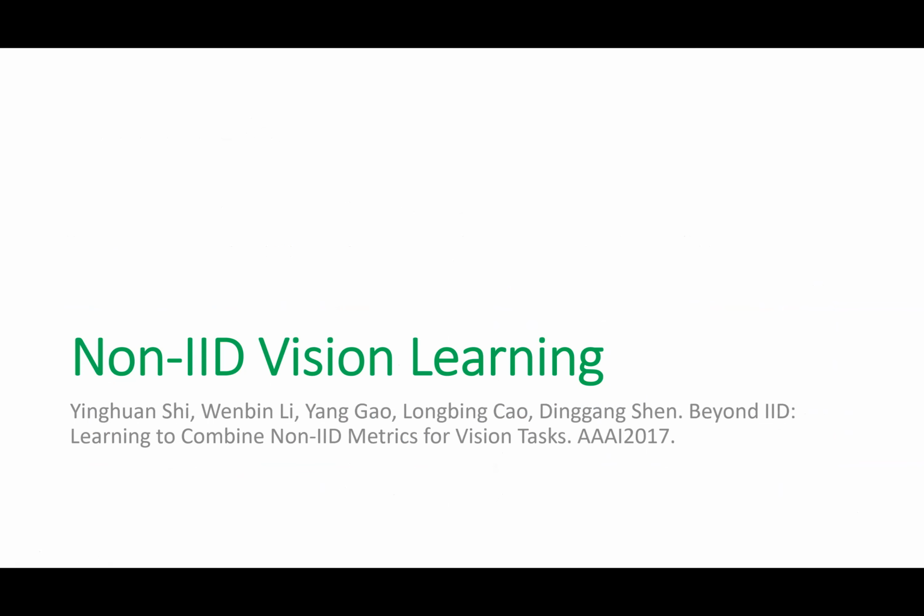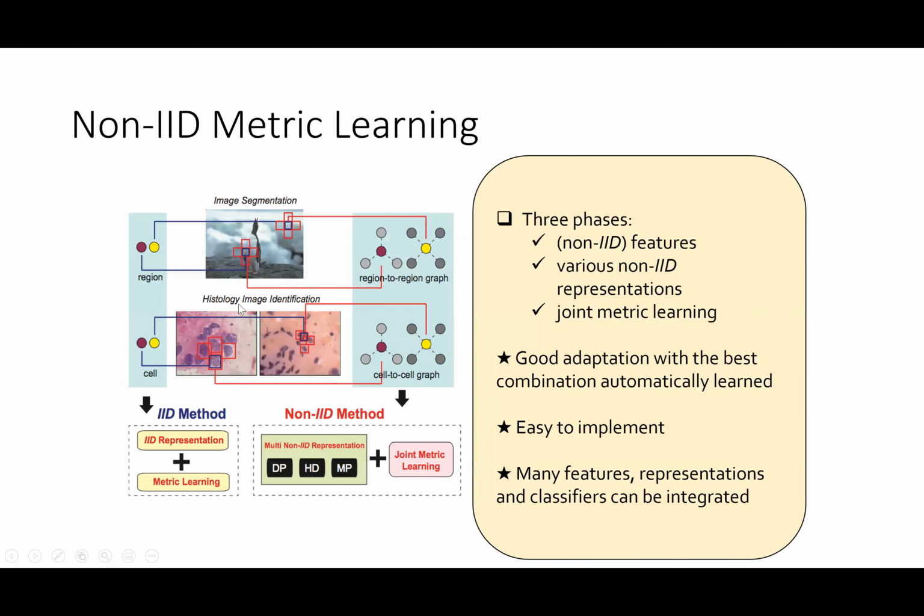Okay, so next we very, very briefly introduce one related to vision learning by incorporating some non-IID ideas in the image. So a ROI, the region of interest, and a region can be further decomposed into cells, and the cells form a cell graph, and the regions form a region graph. What we want to do is, at the cell and the region level, can we model or capture the multi-aspect representation?